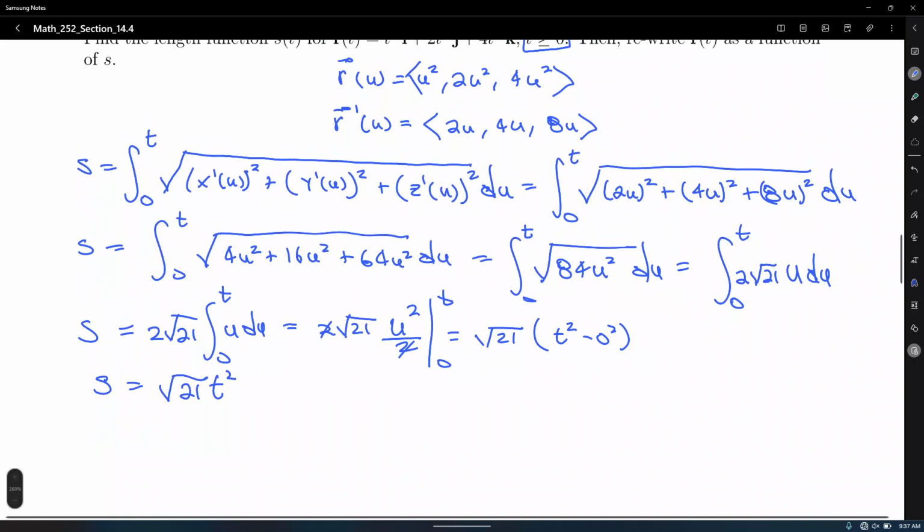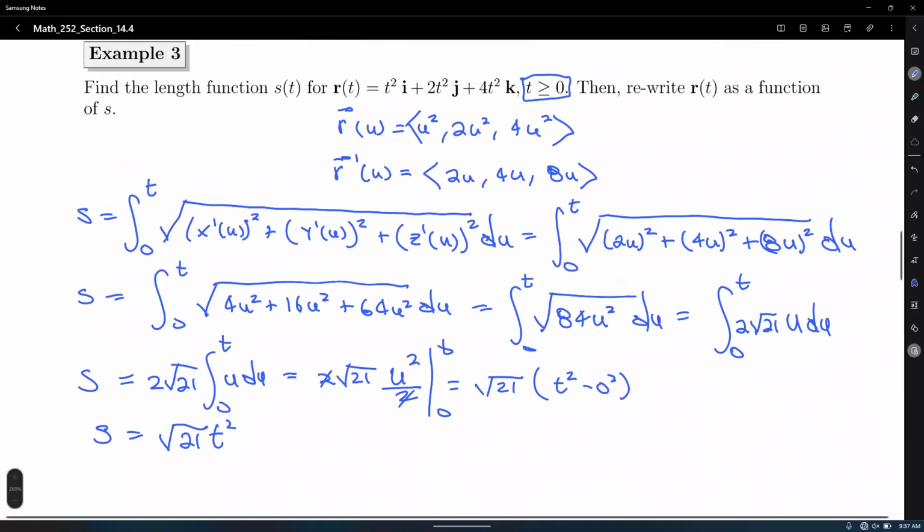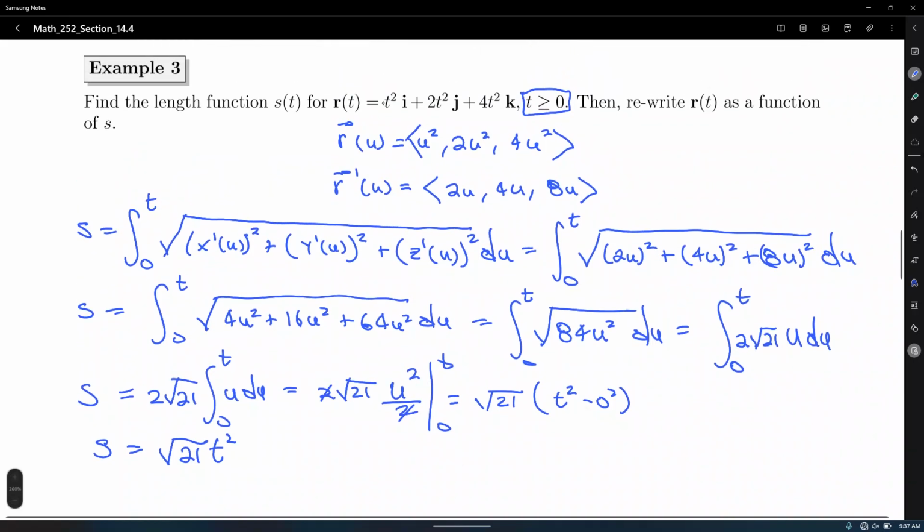So what are we doing here? We're getting a new function, a function that relates s with t. We're going to use this equation, if you will, to solve for the variable t and reparameterize our t's in terms of s. Okay? So how are we going to do that?